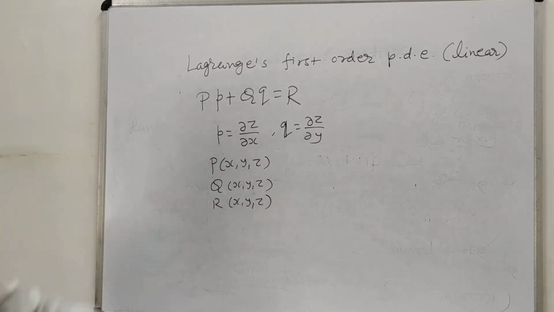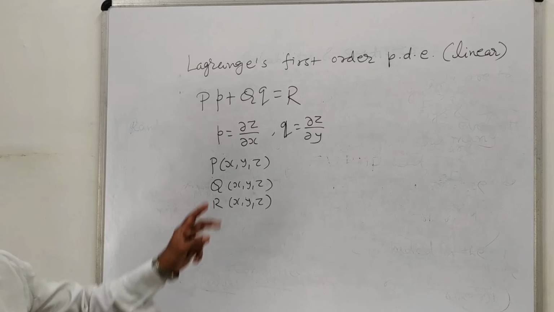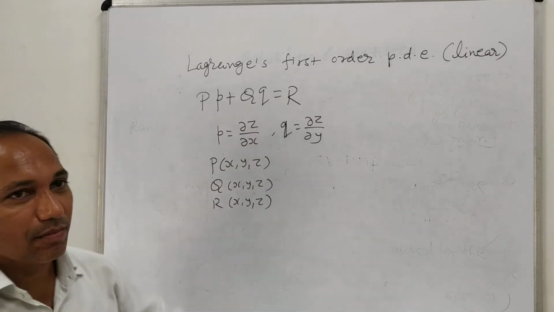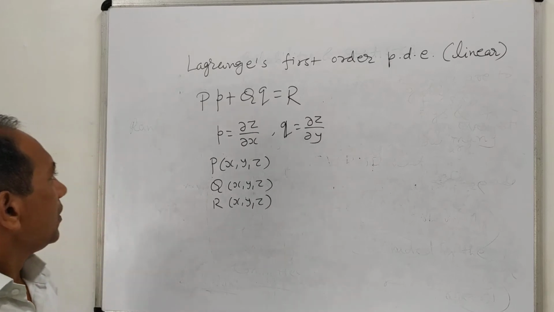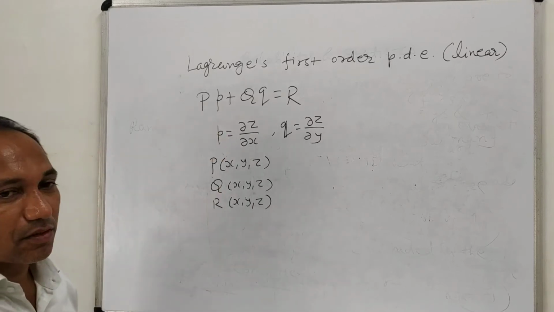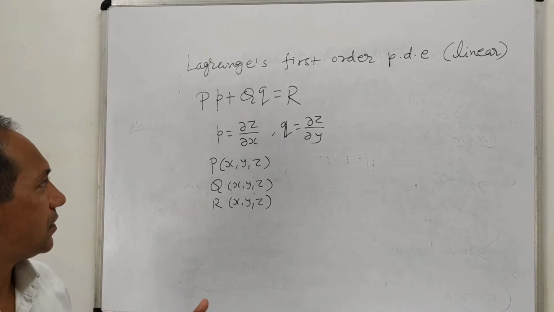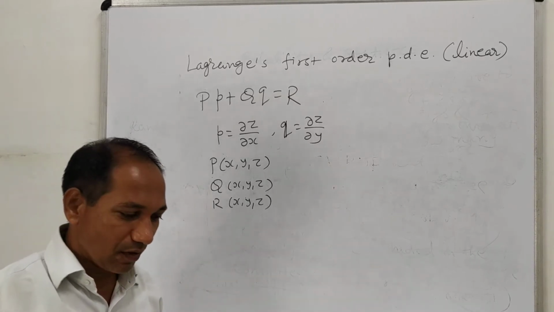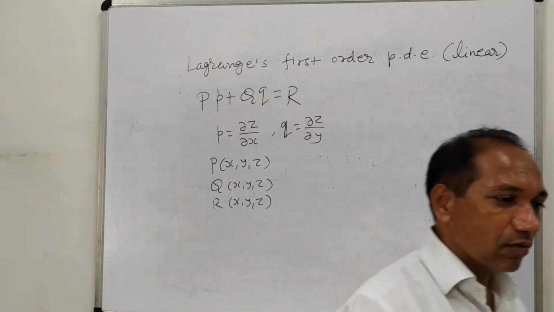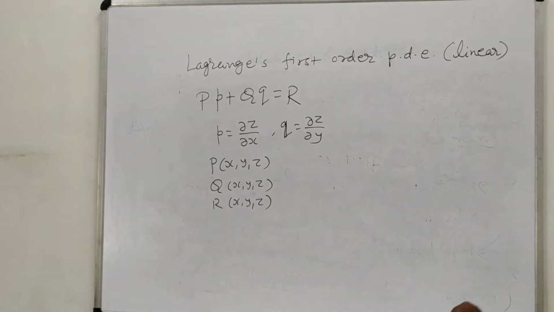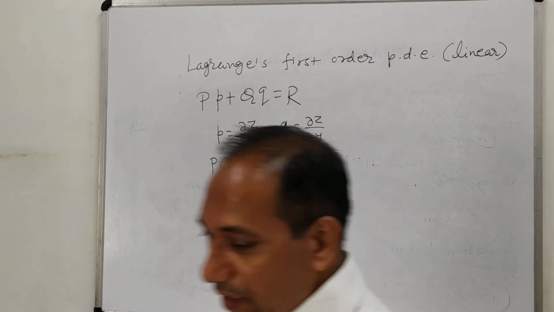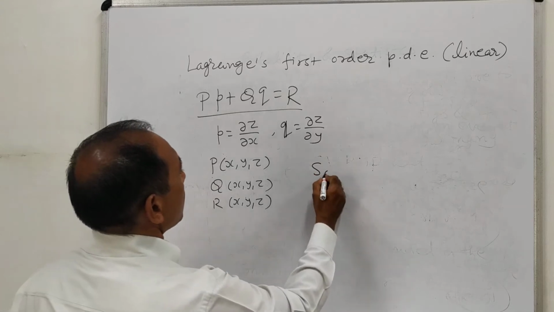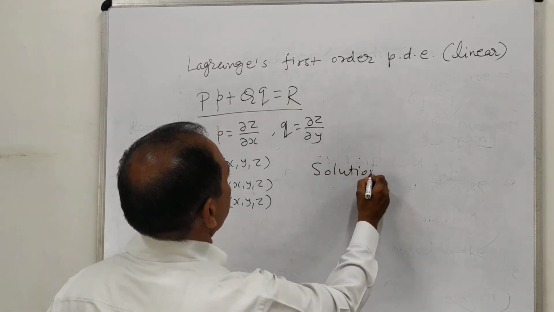That means the equation contains two first order derivatives, del z by del x and del z by del y. So here we know that it is not involving del square z by del x square or del square z by del y square. So as it is not involving second order and it only involves first order derivatives, we say that this is a first order partial differential equation. Now we want to solve this equation. We want to find out the solution of this equation.